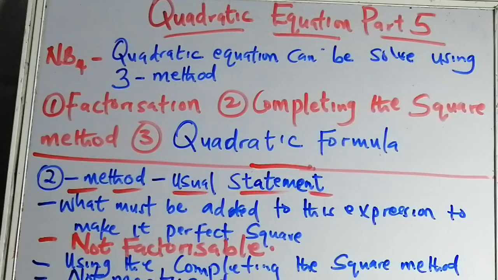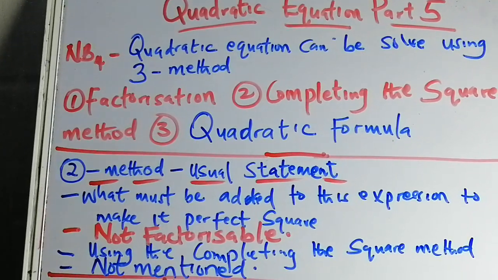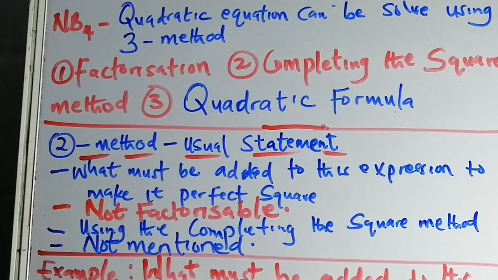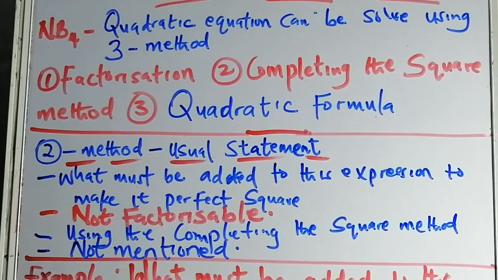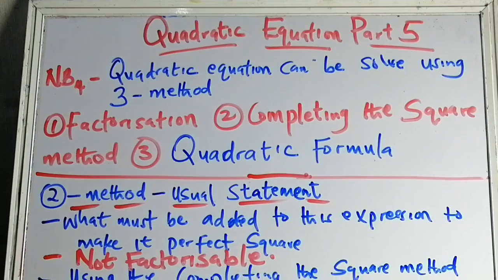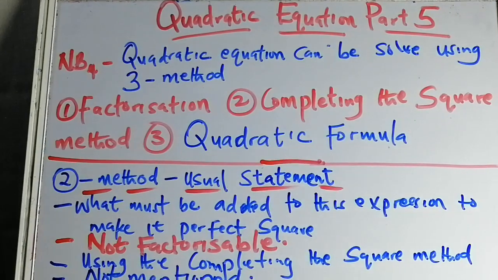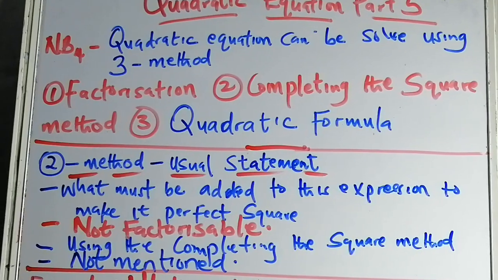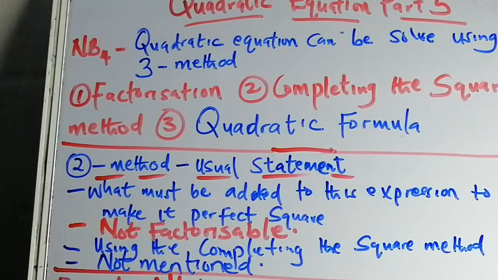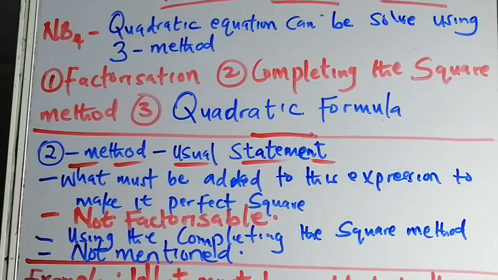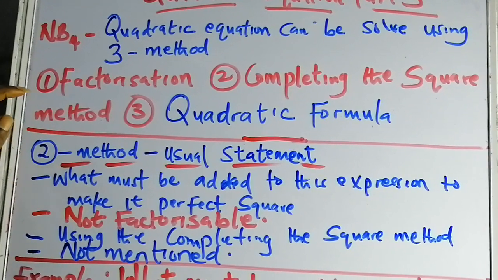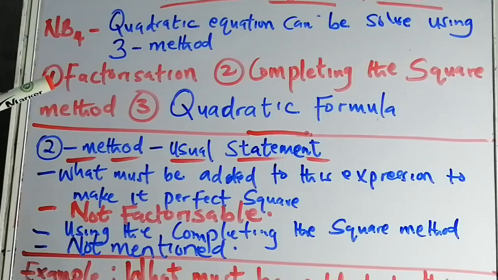Like I said, there are some notes that I've mentioned in either part one, part two, part three, or part four, and I want to continue with the notes. Though in mathematics, nobody will ask you what are the three methods you will use to solve quadratic equation, it's good for you to at least be aware of it. Okay, so quadratic equation can be solved using three methods. One is factorization, which is the one we've treated so far.